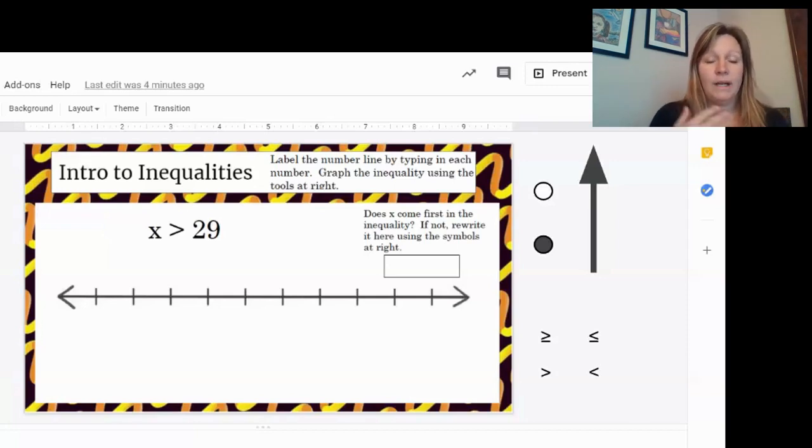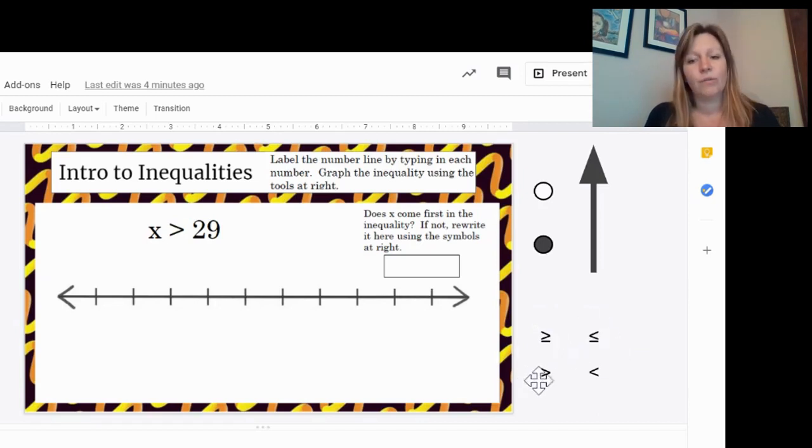Okay, so what I want to do is talk to you about inequalities. Inequalities are problems that have these four little symbols with them. If you look over to the right-hand side of your screen, you'll see the greater than or equal to symbol, the less than or equal to symbol, the greater than symbol, and the less than symbol. We do a couple of things with inequalities.